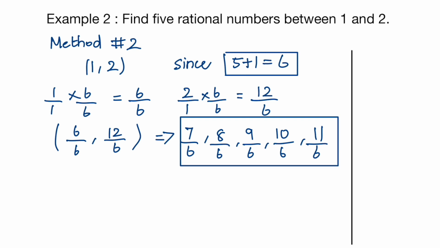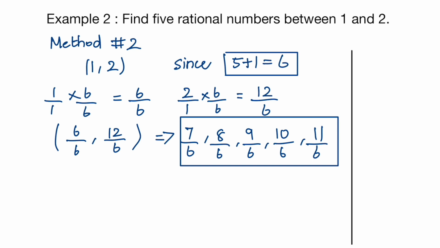Okay, these 5 numbers are in between 6 by 6 and 12 by 6. Now 7 just starts right after 6. We have 6 by 6 and this is 7 by 6, and 11 by 6 is just before 12 by 6. So these are well in between the numbers 1 and 2. Okay. So just for this to happen, we added 6.